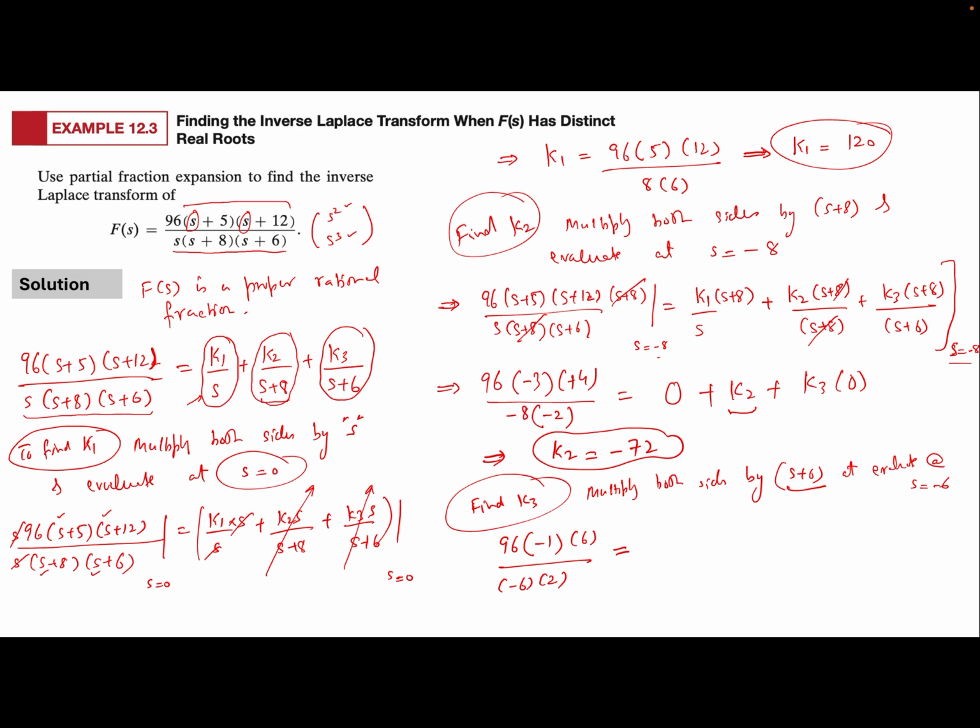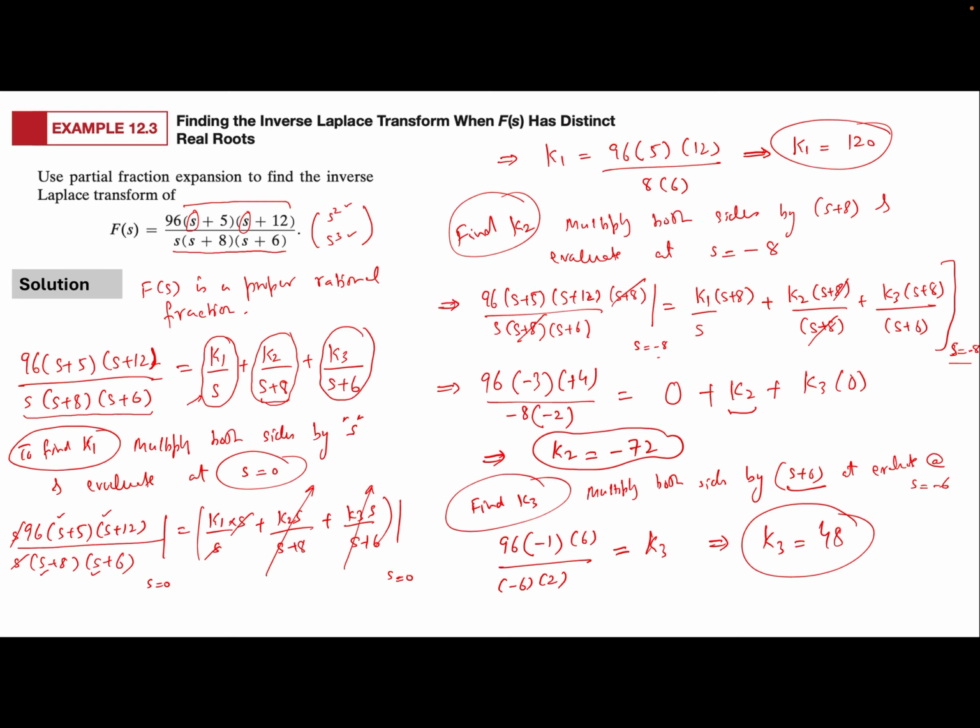And this should be equal to, again, the only variable that we will be left with, K3. So your K3 comes out to be equal to plus 48. Okay, so we found all the three answers. K1 is 120, K2 is minus 72, and K3 is 48.